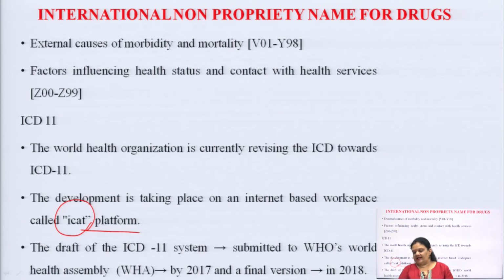The draft for the ICD-11 system was basically submitted to the WHO World Health Assembly in the year 2017, and its final version, after proper revision, after proper checking of the draft and being signed by the higher regulatory authorities and healthcare bodies, came in 2018, the ICD-11, the latest version.